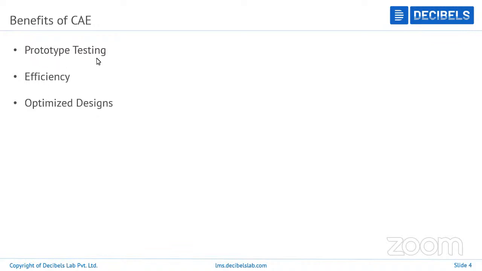First, we will come to prototype testing. What is prototype testing, and how does it interrelate to CAE? Next is efficiency: using CAE, how can the efficiency of our work improve? And what are the optimized designs?